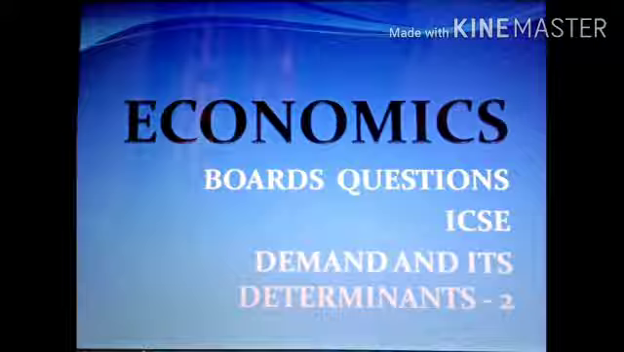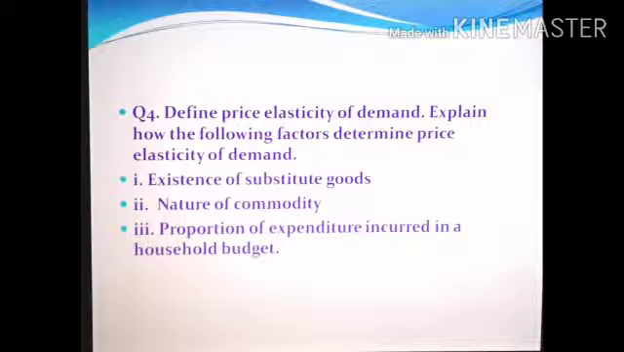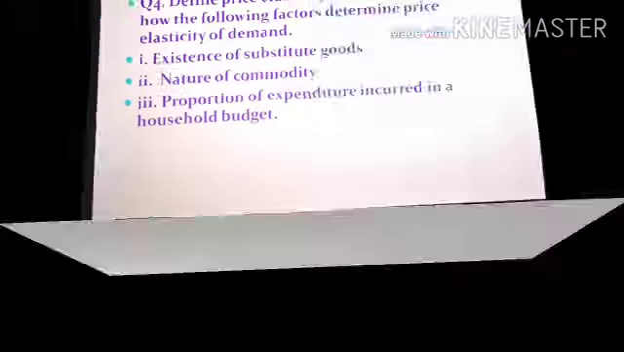I'm here with the second module of the important questions from the same chapter that we discussed in the last class, demand and its determinants. So here I have again covered 3 more questions which you may benefit from. So let's start with the first question. The first question is: define price elasticity of demand. Explain how the following factors determine price elasticity of demand: existence of substitute goods, nature of commodity, and proportion of expenditure incurred in the household budget.